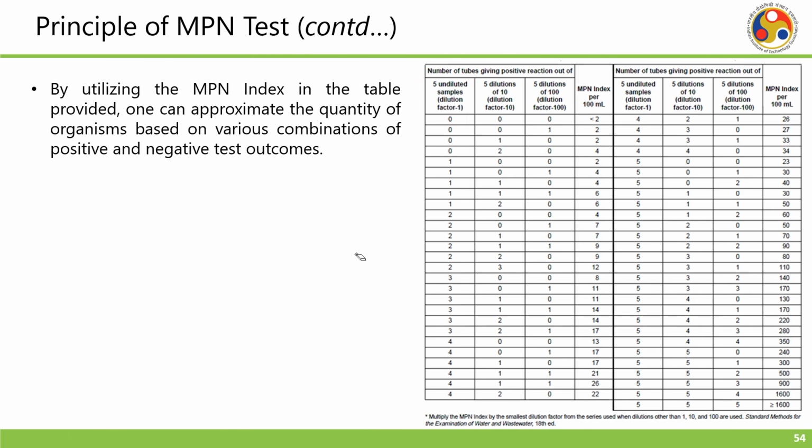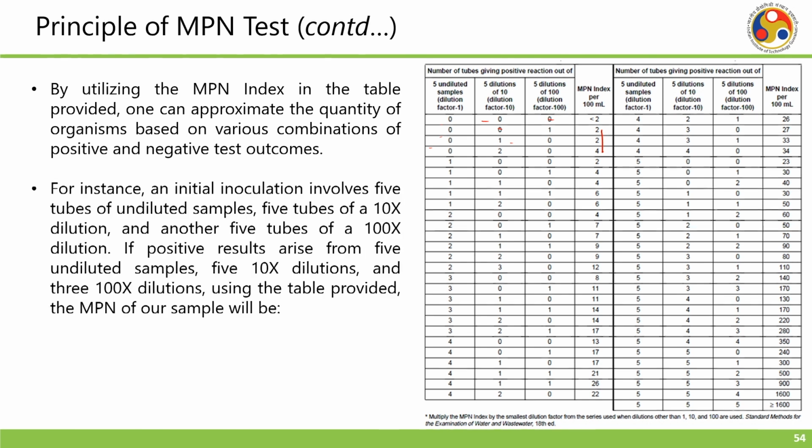Dilution factor is 1, here dilution factor is 10, and here the dilution factor is 100, and this is the MPN index per 100 ml, less than 2. So, in this case it is 2. So, for 000 it is less than 2, for 001 it is 2, for 010 it is 2, and so on. This table is calculated already. By utilizing the MPN index in the table provided, one can approximate the quantity of organisms based on various combinations of positive and negative test outcomes.